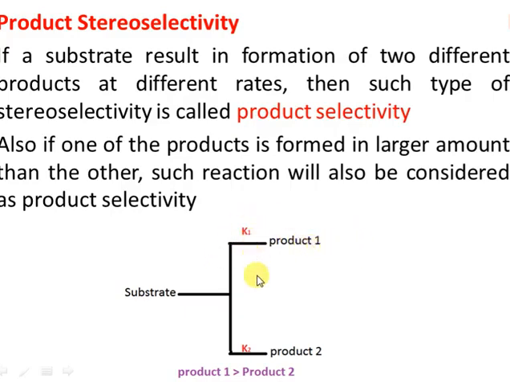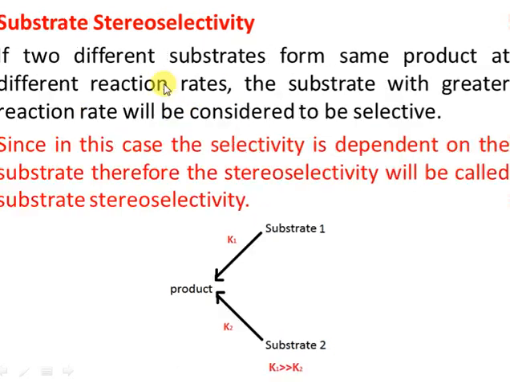Suppose that K1 and K2 are the same, but one product is formed more than the other, then this will be considered as product stereoselectivity. If the amounts are the same but the rate of formation is different, then again this will be an example of product stereoselectivity.